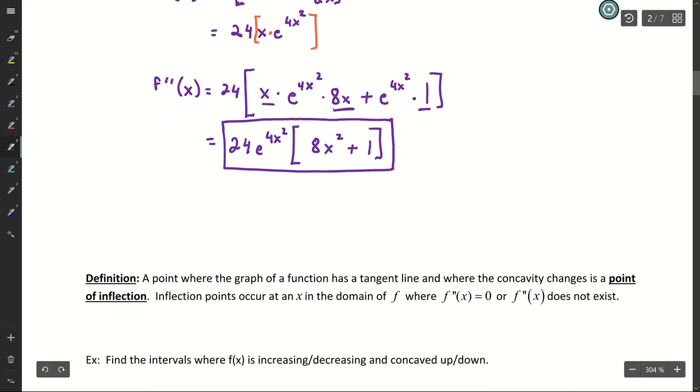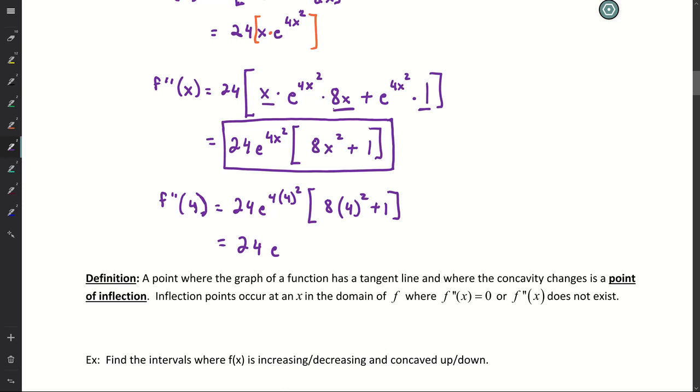Okay, and then on this one, evaluating that specifically at 4, I would say f double prime evaluated at x equals 4 would equal 24 e to the 4 times 4 squared, and then times 8 times 4 squared plus 1. All right, what I'll do first is I'll do the exponent, and then I'll do the inside group that's in the brackets. So 24, and this will basically be 4 times 4 times 4, so it'll be 4 cubed.